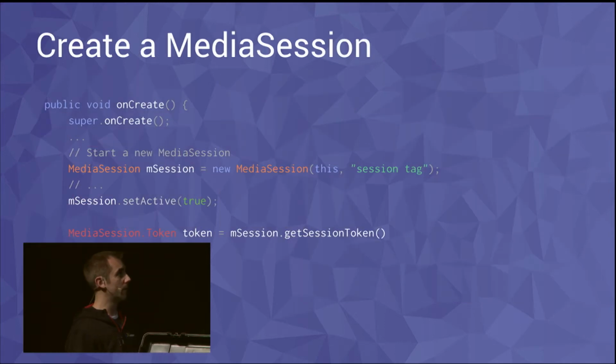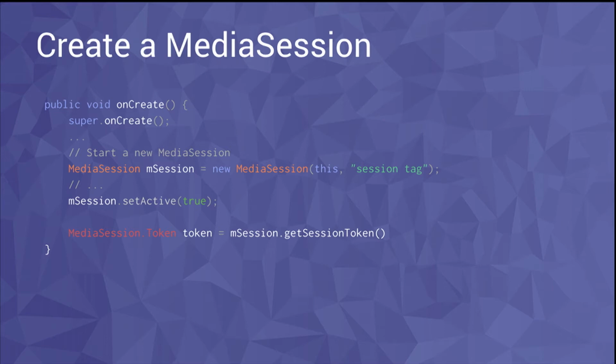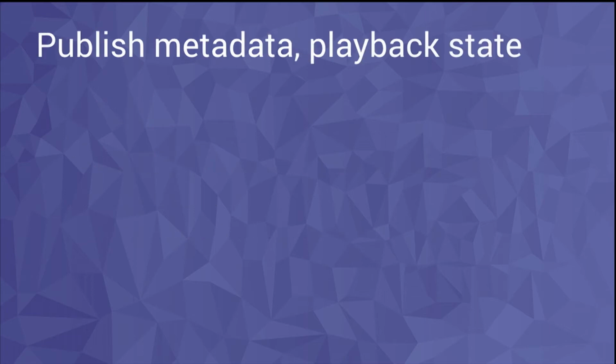So how do we go about creating a media session? In your music app, you're going to create a new media session object, you make it active, and then you have to grab a session token from this and store it. We're going to use that later on.